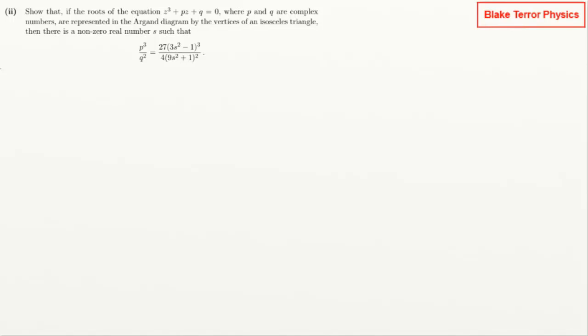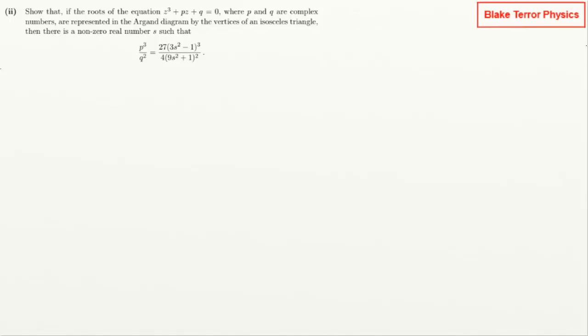Onwards to part 2. Show that if the roots of the equation, where P and Q are complex numbers, are represented in the Argand diagram by the vertices of an isosceles triangle, then there is a non-zero real number S such that that thing holds. Okay, so we've got the roots of that equation represented in the Argand diagram by vertices of an isosceles triangle. Right, okay, so that means that our roots are going to be the things that we just had.